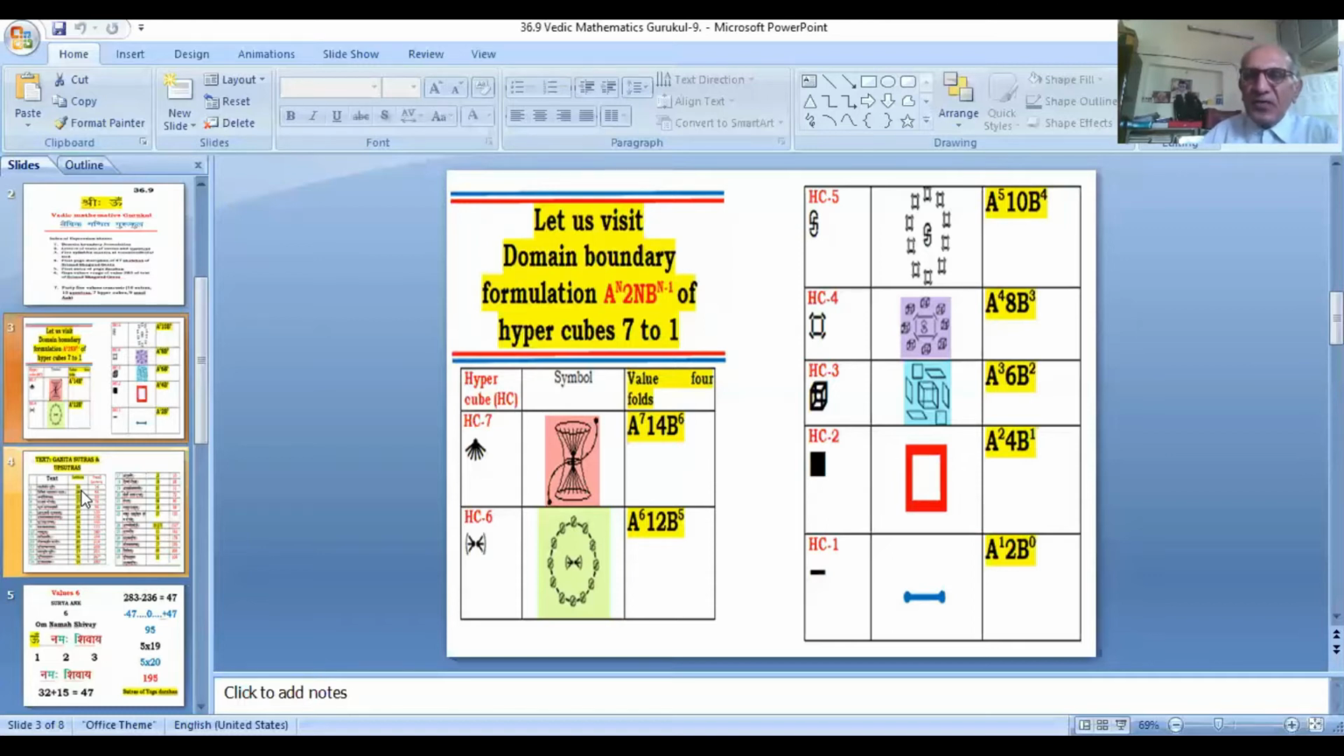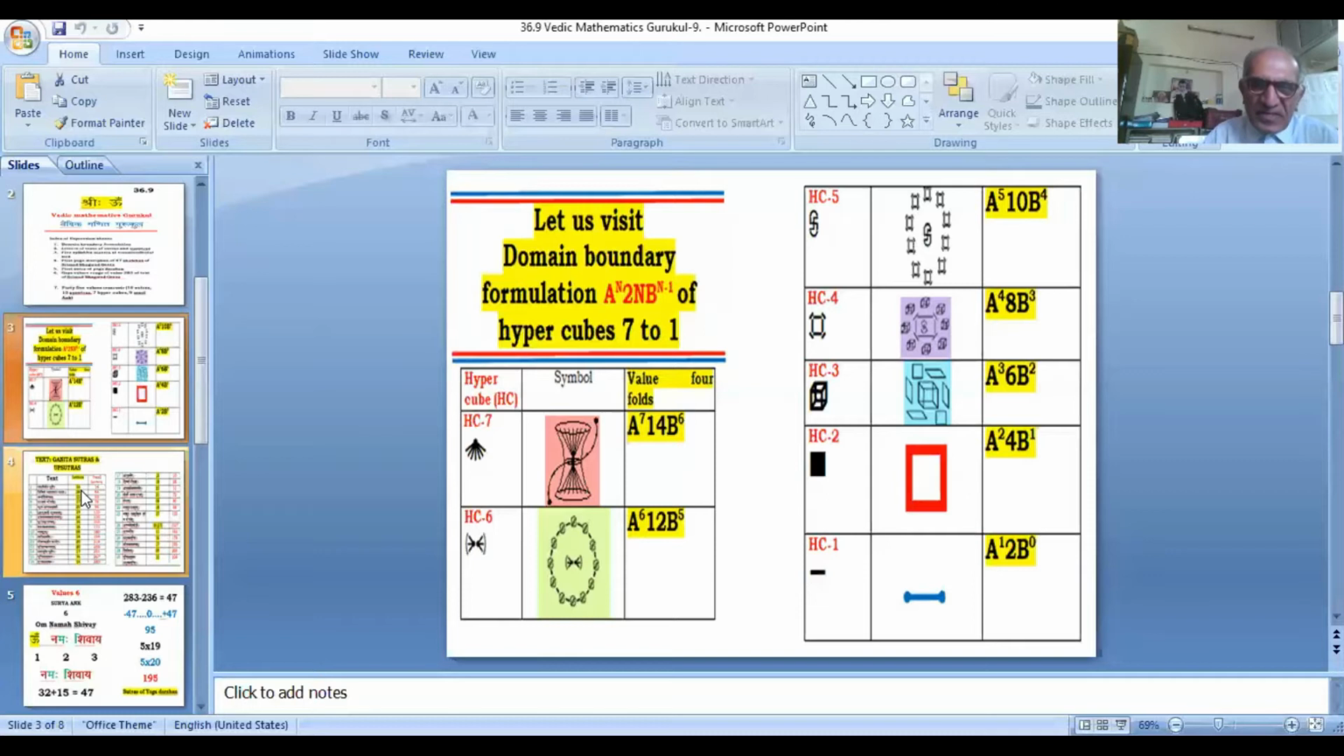It is 5 space content manifestation within creators of space, 4 space, and the domain boundary ratio of hypercube of 5 comes to be a raised to power 5 is to 10 b raised to power 6. The step ahead is the existence of reality of 6 space.